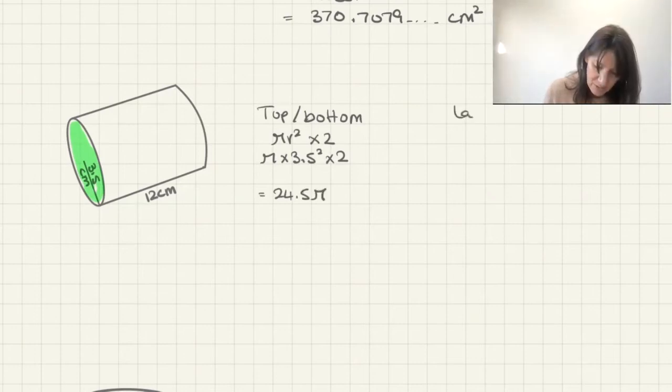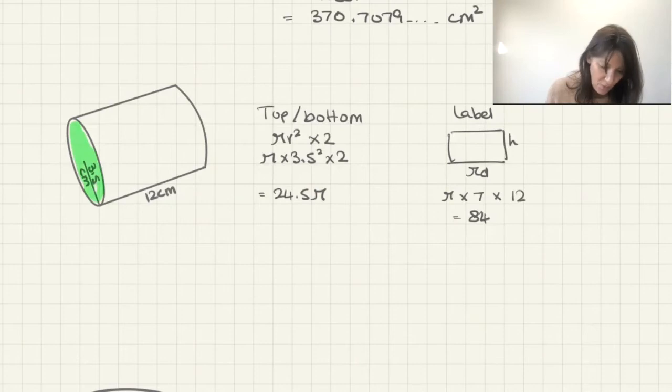My label or my curve, depending on how you're thinking of it, is obviously pi d times the height. This is where I need to be careful because obviously I have the radius, not the diameter. So I'm going to be doing pi times double 3.5 is 7, and then times by that 12, which is going to give me 84 pi.